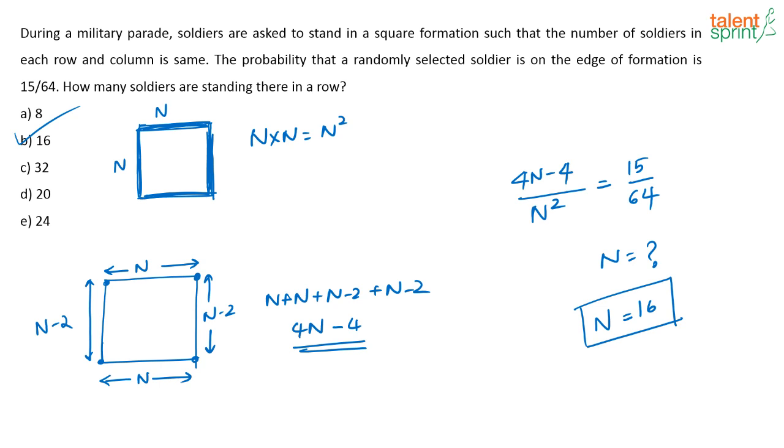So, I hope the concept is clear to all of you how I have approached the problem. There are n rows and n columns, and totally there are n squared people who are standing, correct? N rows are there, similarly n columns are there. If you look at the edges alone, how many people are there? N people in this row, n people in this row, remaining n minus 2 here and remaining n minus 2 here. So, totally 4n minus 4 people are there in the edges, and the probability of choosing one of them is nothing but 15 by 64. Solve for n at this point.